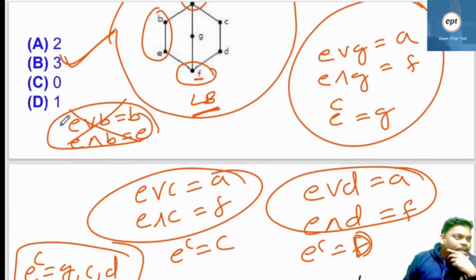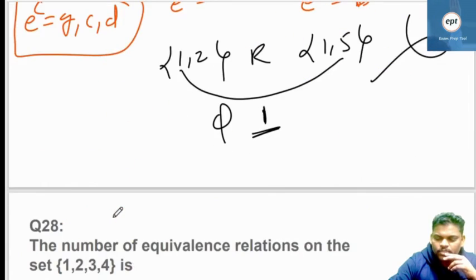Yeah, join is the OR operator, which is also called LUB, least upper bound. Meet, the intersection, means the AND operator, which is also called GLB, greatest lower bound. Right, go to the next one.